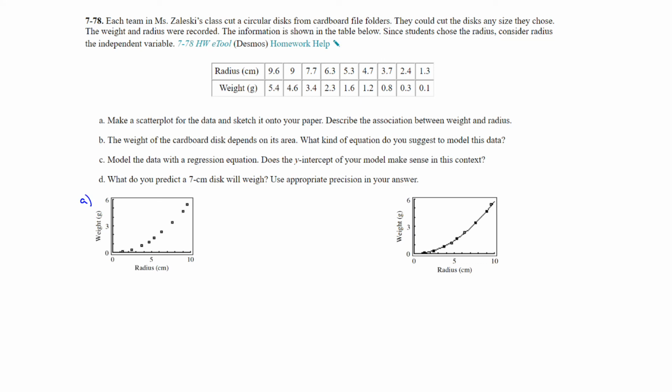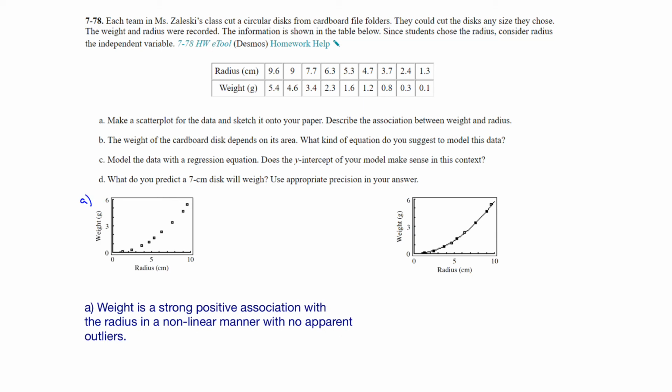Now, describe the association between the weight and the radius. So you can see on the scatter plot that this is going to be more of a non-linear example. So you can kind of see that curve there that we'll eventually get there. So when we describe the association, the weight is very strongly positive associated with the radius, but in a non-linear manner. Okay, so once again, this is going to be looking at non-linear on this particular example. So for the answer to describe the association, I just wrote that below.